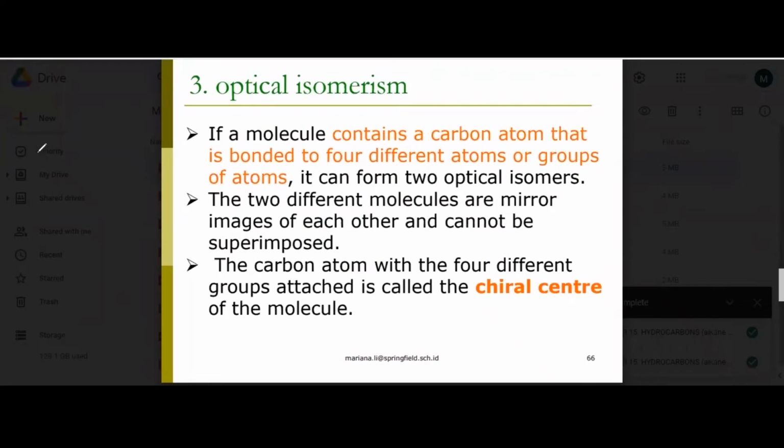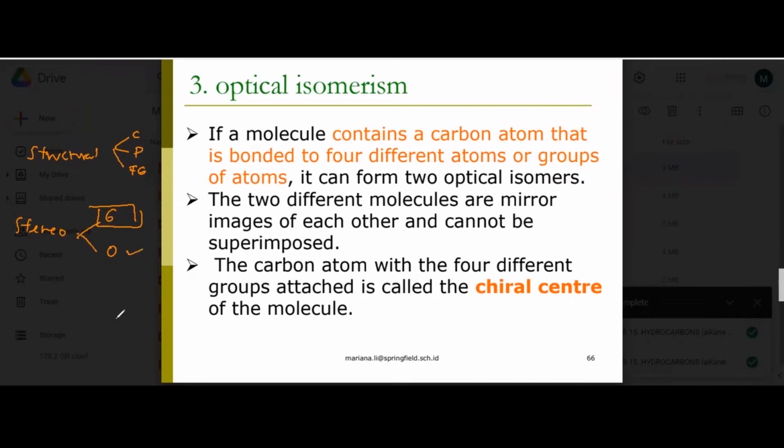At geometrical isomer, don't forget we have structural and stereoisomerism. Structural consists of chain, position, and functional group isomerism, while stereoisomerism can be divided into geometrical isomerism and optical isomerism. We already learned about geometrical or cis-trans. Now it's our turn to learn about optical isomerism.